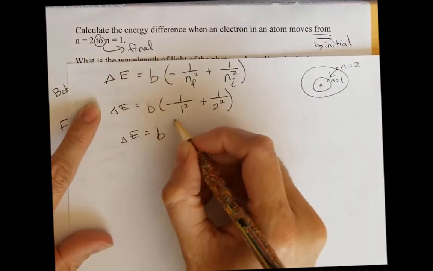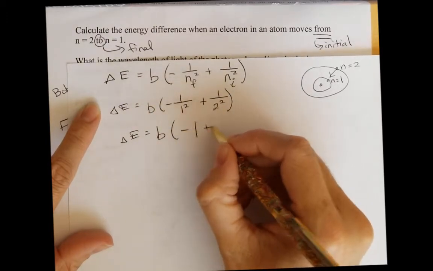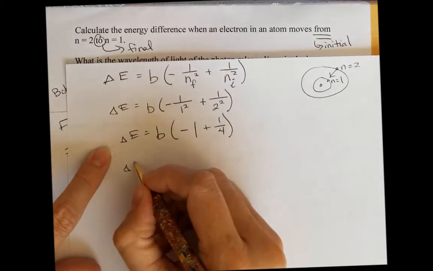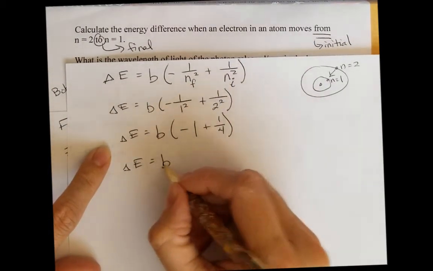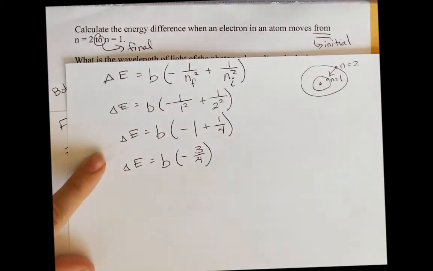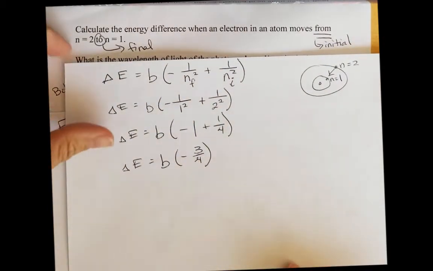So I have b times negative 1 plus a quarter. For those of you who don't like negative numbers, you are welcome to use your calculator. This will give me negative 3/4 b. So notice I've just kept everything together.